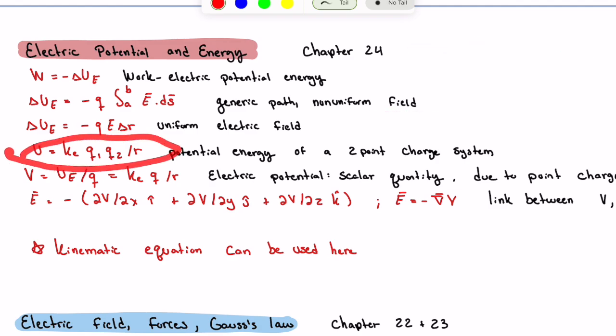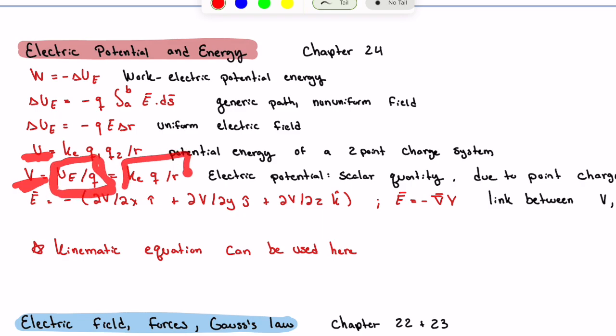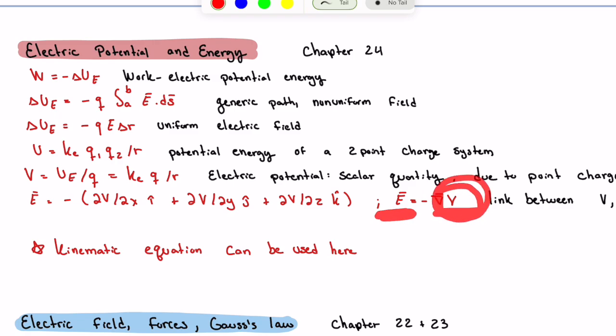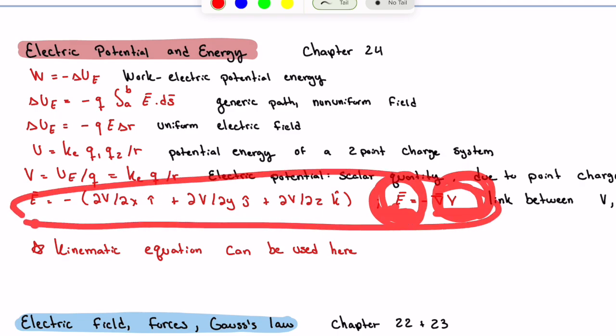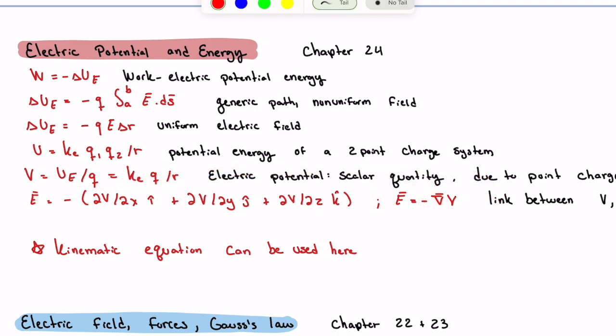This is the electric potential energy of a two-point charge system. And then we also saw the link between electric potential energy and electric potential, where electric potential is literally just electric potential energy divided by Q, which is going to be this equation here. A relatively important result from this is this link between E and V. So it's the link between the electric field and the potential, where this is a scalar field and this is a vector field, is this equation here, and we did a couple problems related to that.